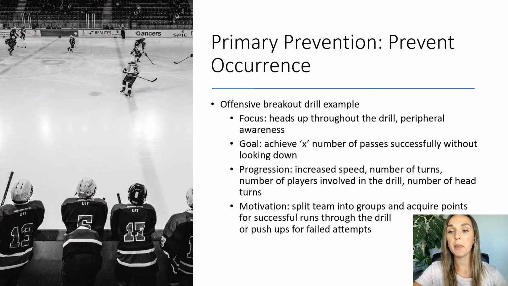An example could be an offensive breakout drill with the focus of keeping the head up and being aware of peripheral surroundings. The goal of the drill could be to achieve a certain number of passes successfully without looking down. The difficulty of the drill could progress by increasing the speed of the drill, the number of turns the player has to make, the number of players involved, or the number of head turns they have to make throughout the drill. This would cause them to focus on peripheral awareness and reaction times.